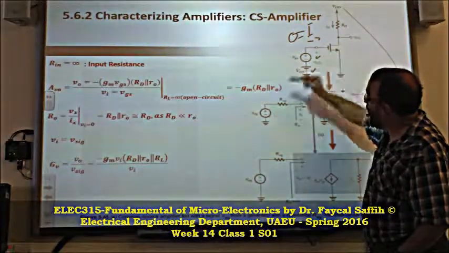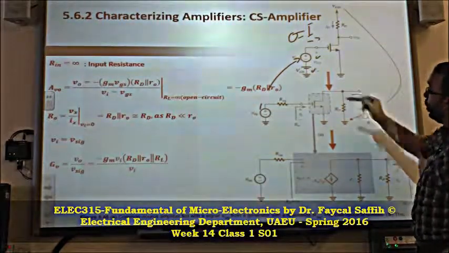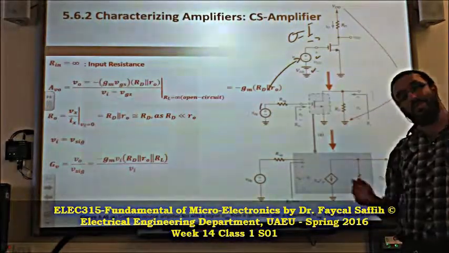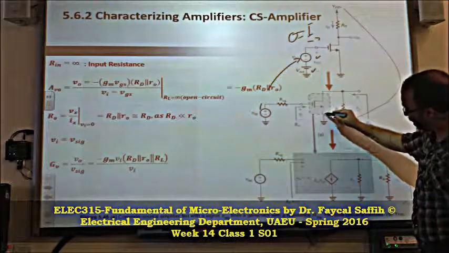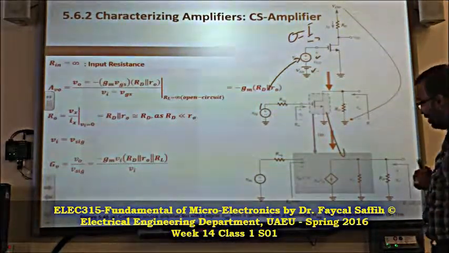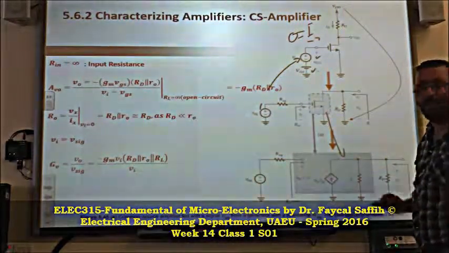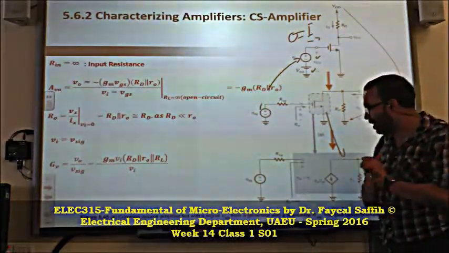So to the ground, we have only this. There, you see? And that's it, we have this. Now we have to replace this. Remember what we did last time? This is the AC model of the MOSFET. We have R0, we have gm VGS, and so on. Remember that? Very good.